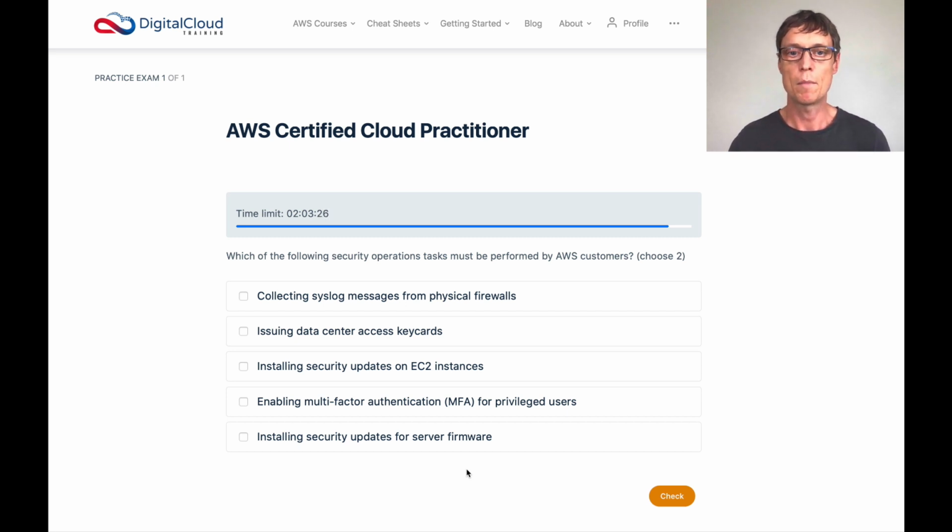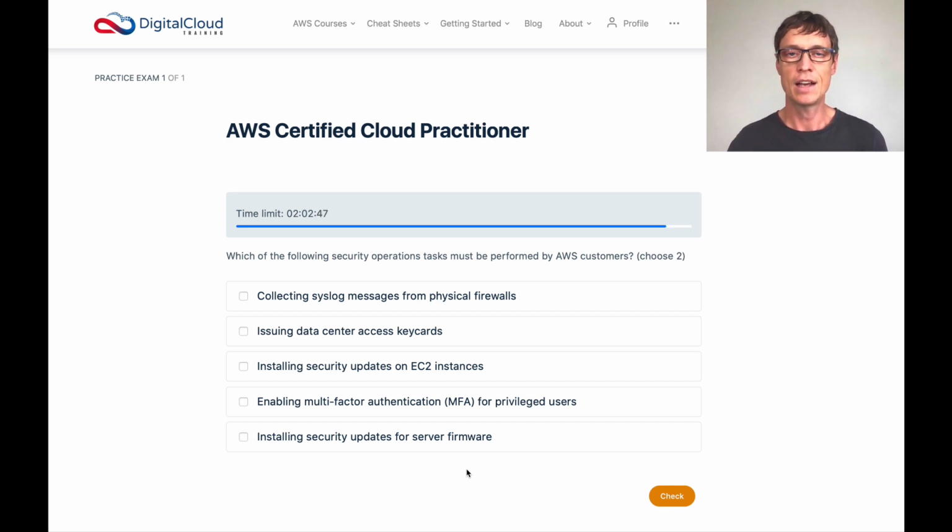So let's go through these one by one and try and work out which is an AWS responsibility and which is a customer responsibility. So the first one mentions collecting syslog messages from physical firewalls. Well, pretty much any time you hear the word physical, it's very likely to mean that it's an AWS responsibility. Now you can have dedicated instances in your VPC, and that means that you get a server that's dedicated for your use. But still, the underlying physical hardware is not something you manage. So I believe that's an incorrect answer because we're looking for the responsibilities of the customer here.